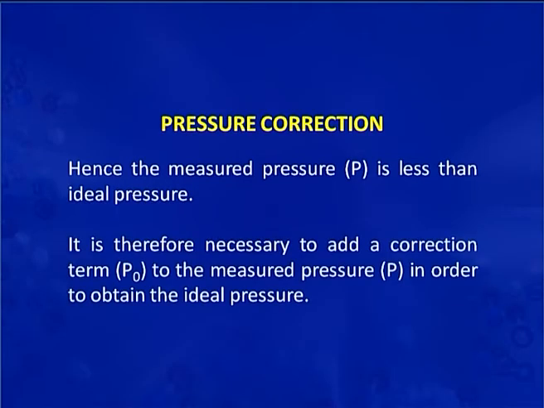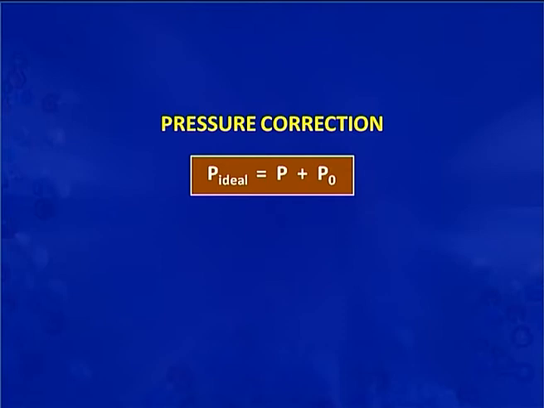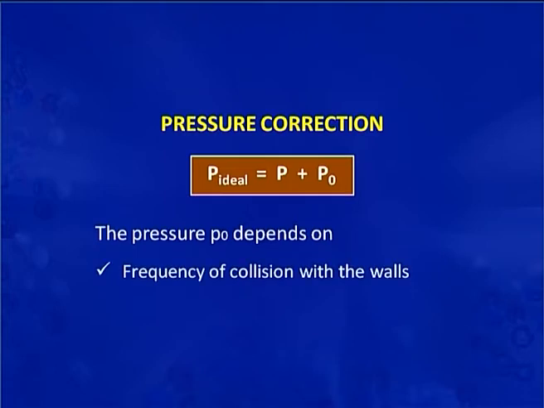So, it is therefore necessary now to add a correction term, that is P naught, to the measured pressure P in order to obtain the ideal pressure. So, now the equation is P ideal is equal to P plus P naught. This pressure correction P naught depends on two factors. First, the frequency of collision with the wall. Second, the force of each collision.